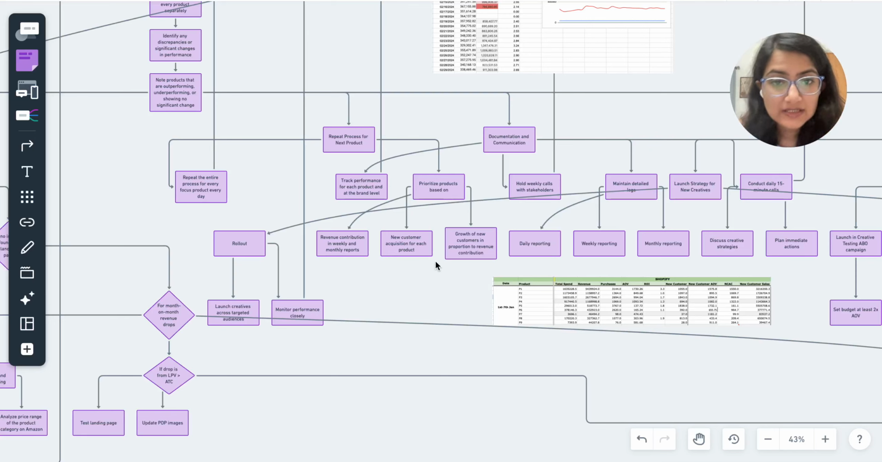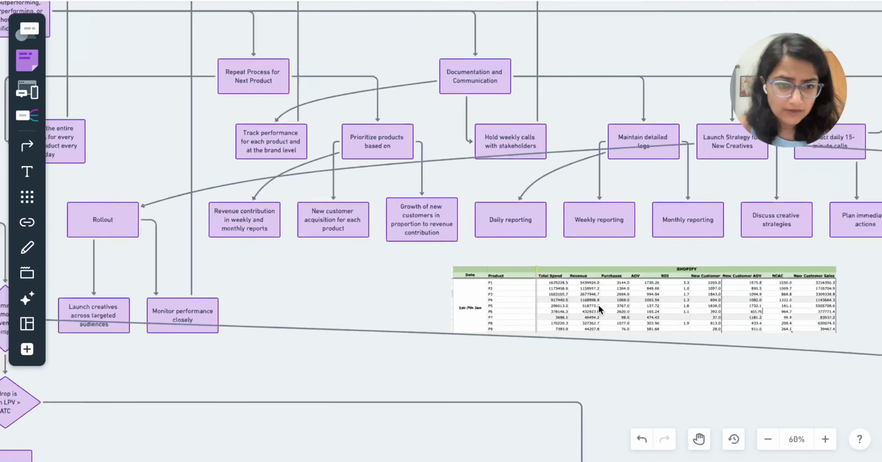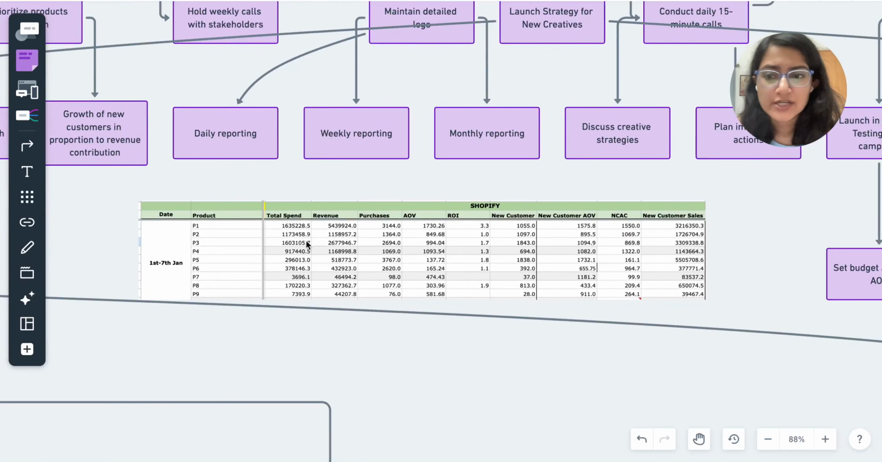Now let's see how the documentation and communication needs to be. In order to track the performance of every product, you should have product tracking for every product on your dashboards or on your Meta sheet. It is a kind of weekly, monthly and daily reporting. So this is a weekly reporting that we have.